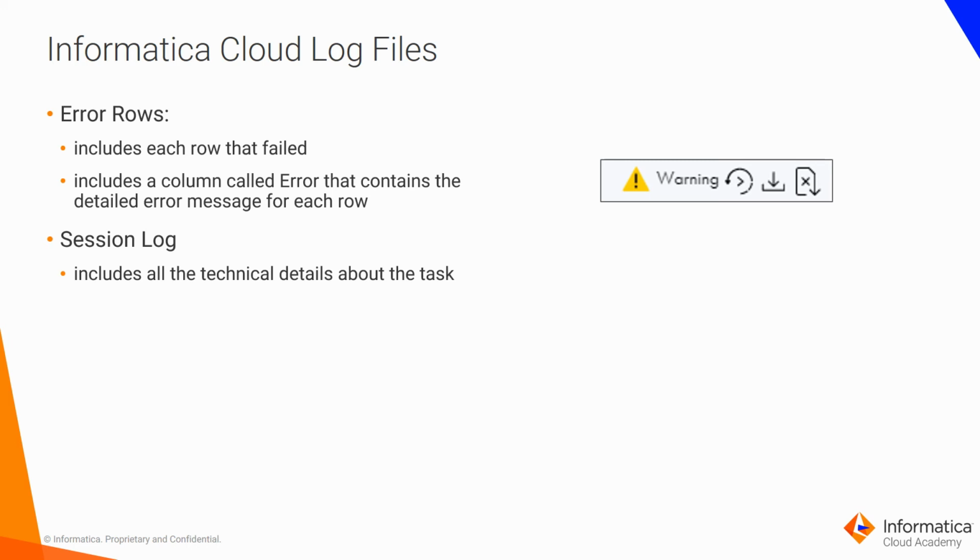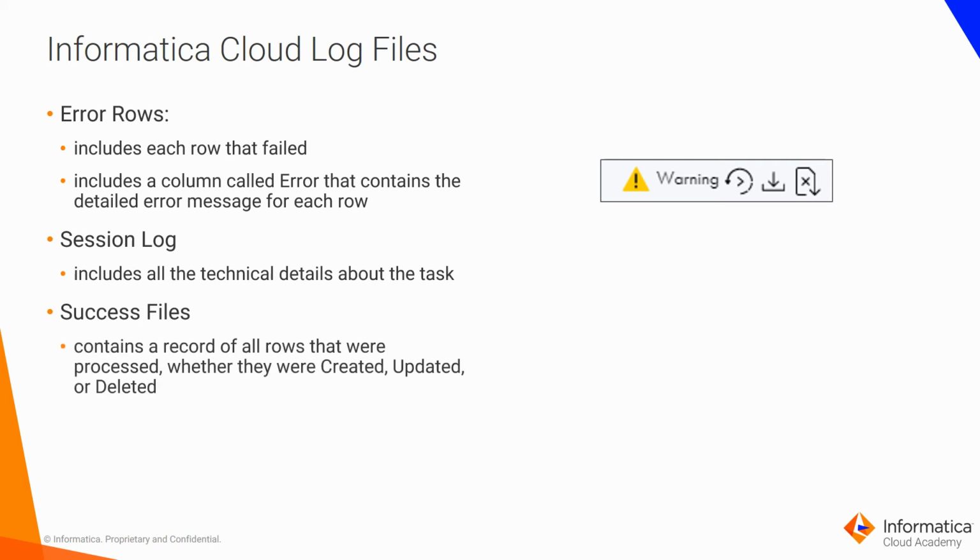The last type of log file is the success files. By default, these are not generated. However, you have the option to turn them on if your task has a Salesforce target. This log file has a record of the actions that take place in Salesforce. The Salesforce success file contains a record of all rows that were processed, whether they were created, updated, or deleted. You would use the success files to track rows that were created in case you need to roll back the operation.